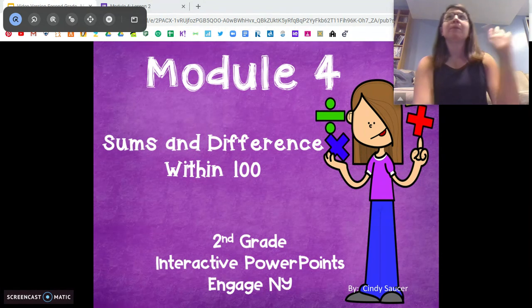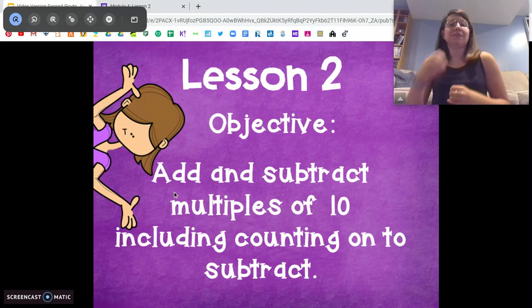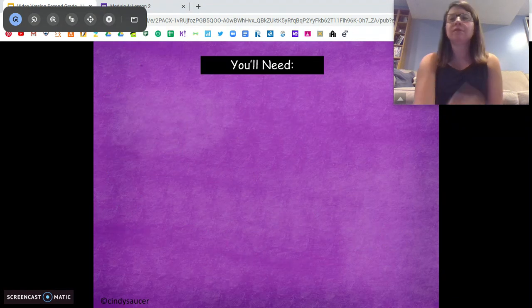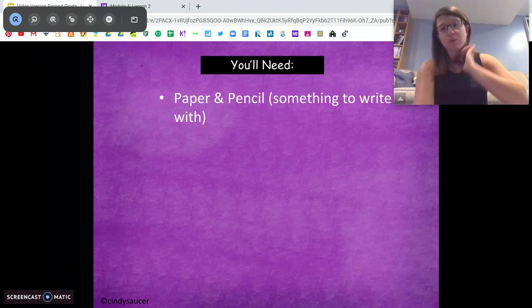So, last time we went over 10 more, 10 less, 1 more, 1 less. Today we're going to step it up a little bit and talk about different strategies for adding and subtracting multiples of 10. Okay? So for this lesson, just like we've been doing, you're going to need something to write with so that we can practice those strategies.